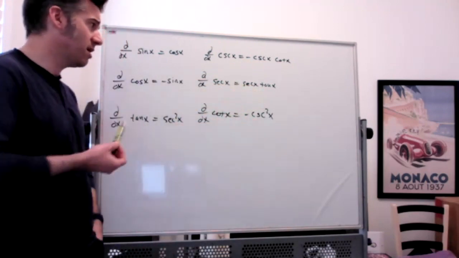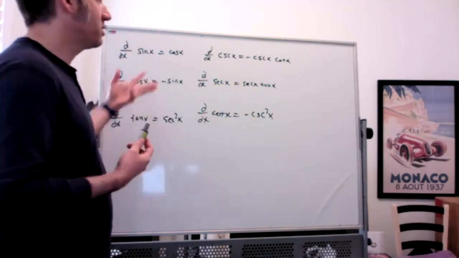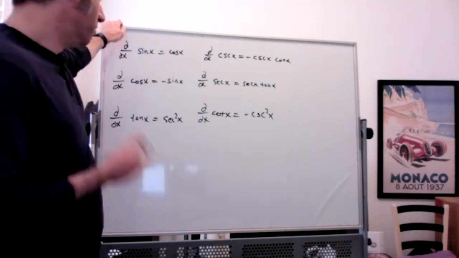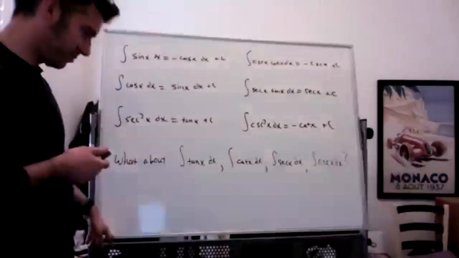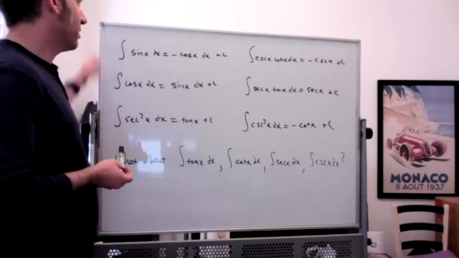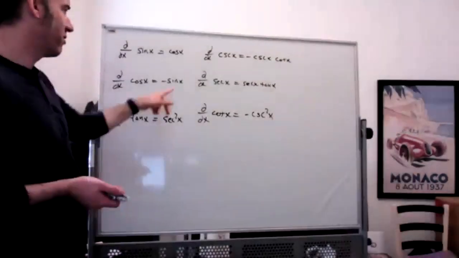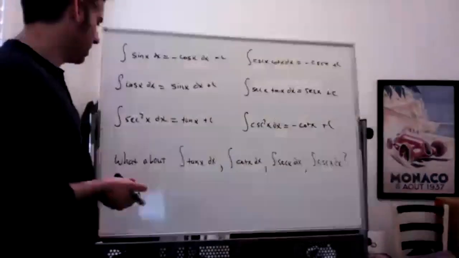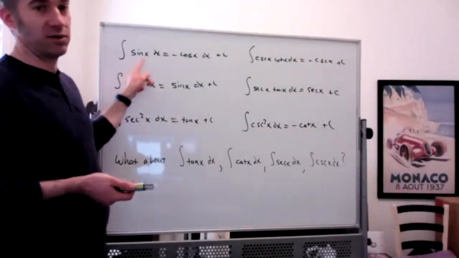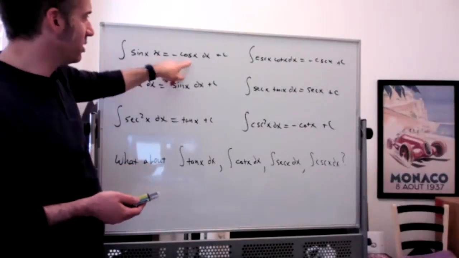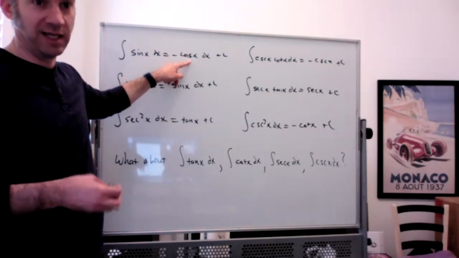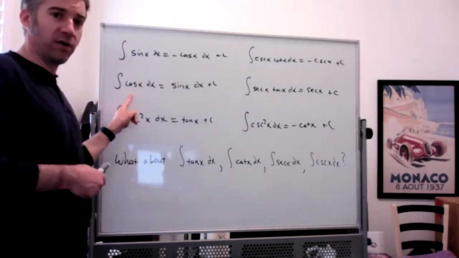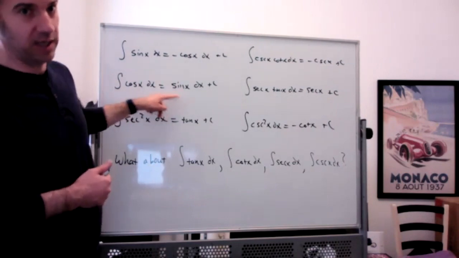The reason I bring these up is because knowing all these derivatives means we know all the antiderivatives, right? You could say that the antiderivative of negative sine is equal to cosine, but what we usually say instead is that the antiderivative of sine is equal to negative cosine. So if you differentiate this, the derivative of negative cosine is negative sine, just sine. And the antiderivative of cosine is sine, because the derivative of sine is cosine.